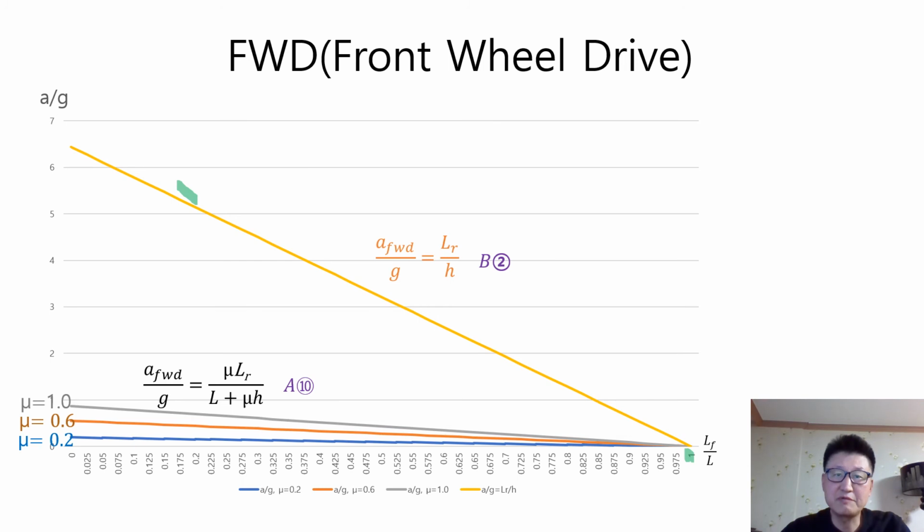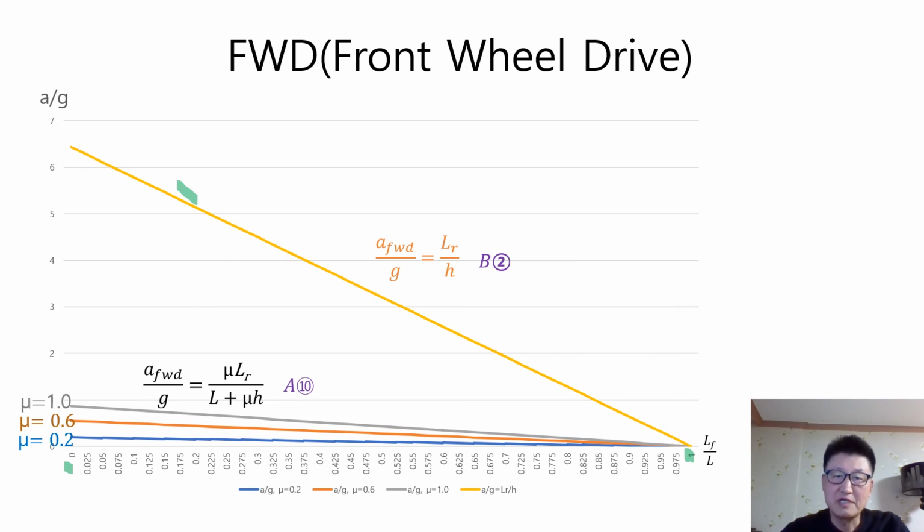When the ratio of L sub F to L is equal to 0, all the weight is at the front wheels and no weight at the rear wheels. In this case, friction force is equal to 0 because no vertical force cannot produce horizontal friction force, and the front wheels lose their steerability. Therefore, the maximum acceleration is equal to 0.